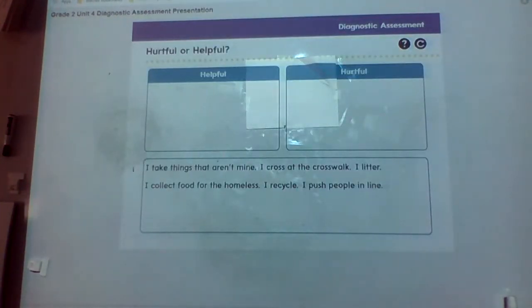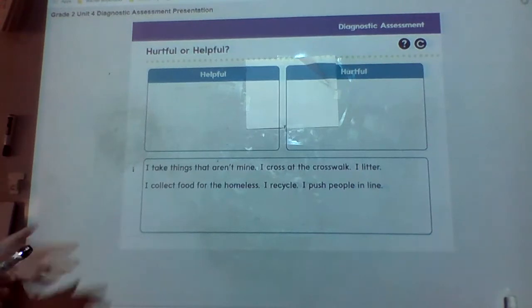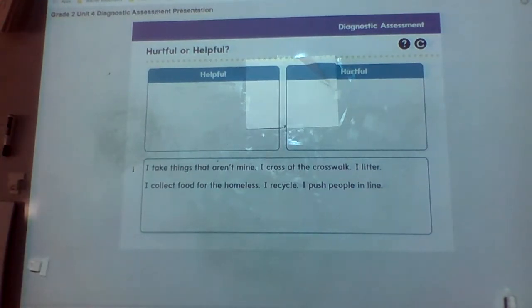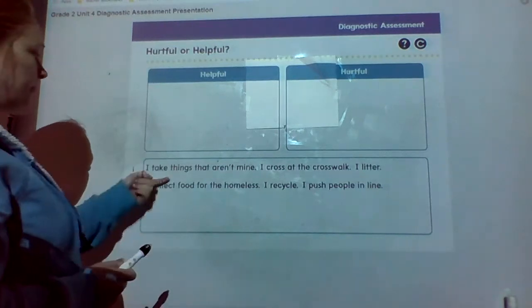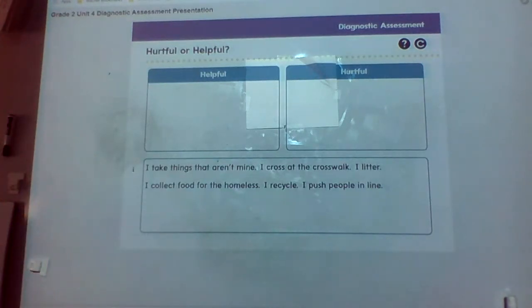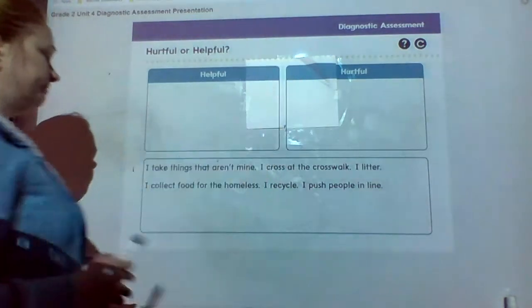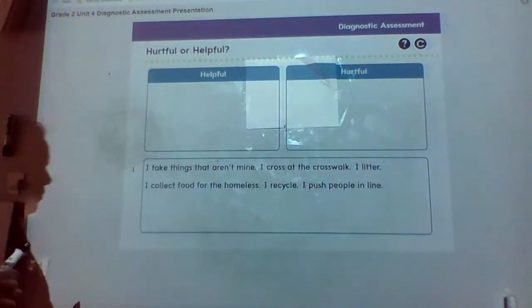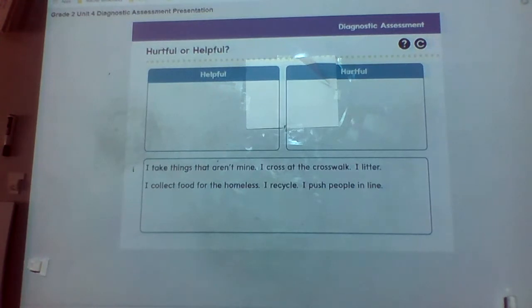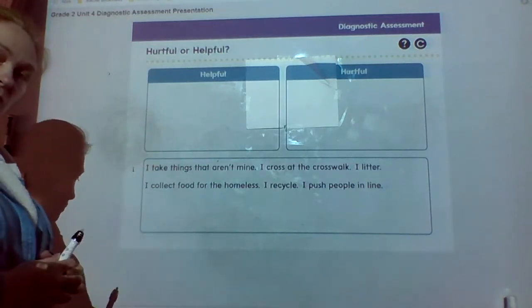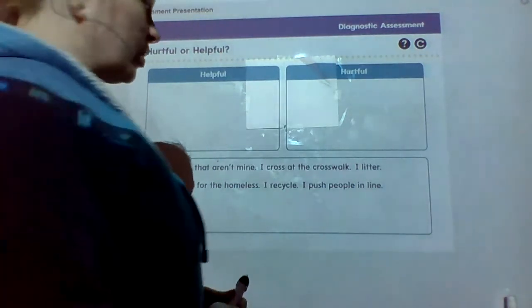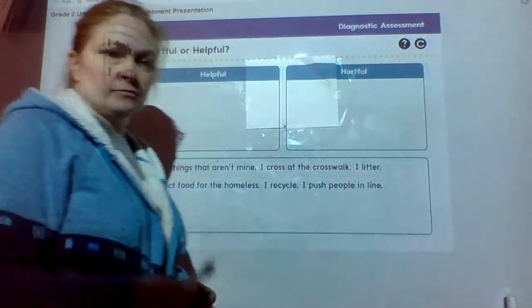All right, so first of all, we're going to talk about this for a minute. Is it helpful or is it hurtful? Are your actions helpful or hurtful? I take things that aren't mine. Is that helpful or hurtful? Yeah, hurtful. I cross at the crosswalk. Helpful, because then people can watch where you're going and know that you're walking across the road. I litter. You should throw your trash down.